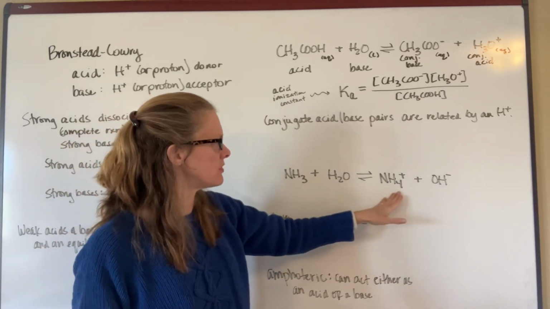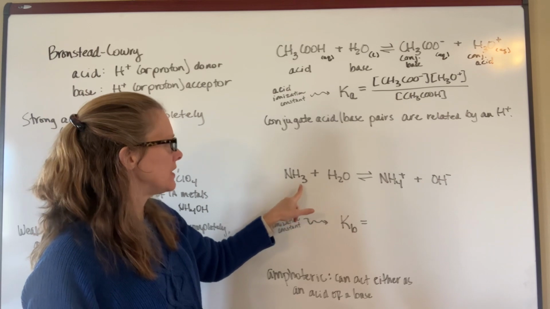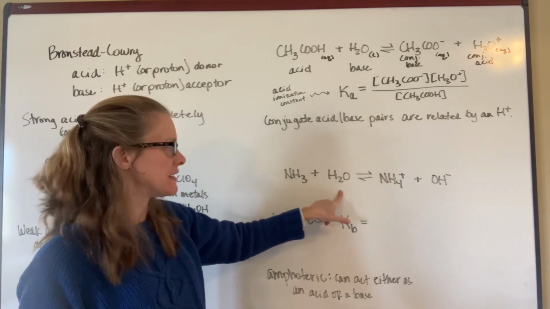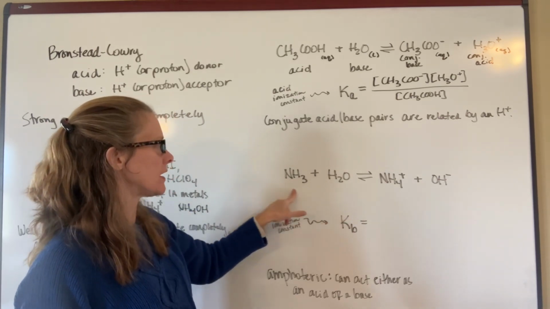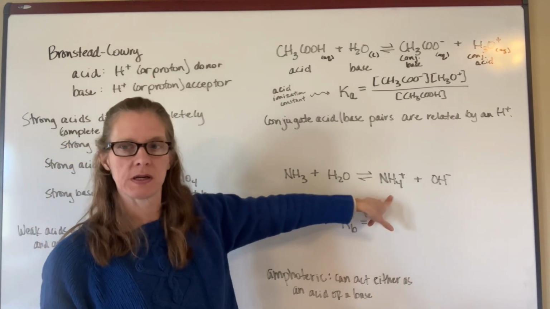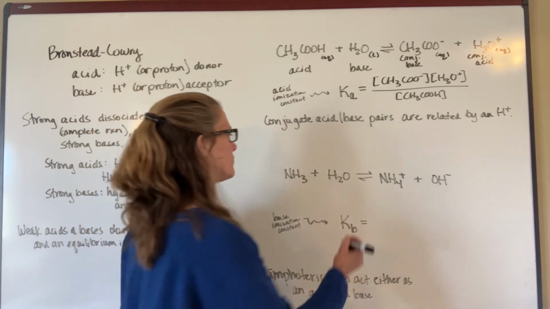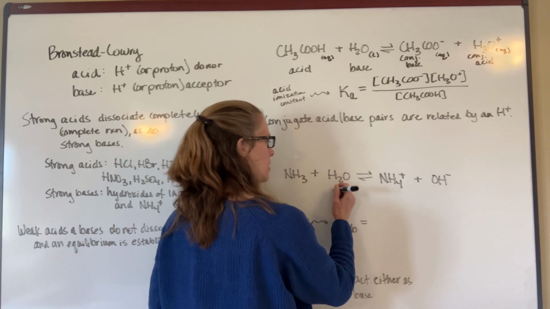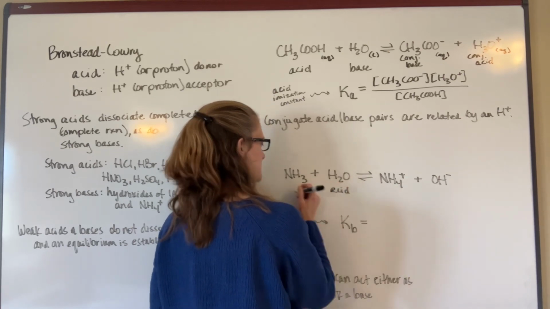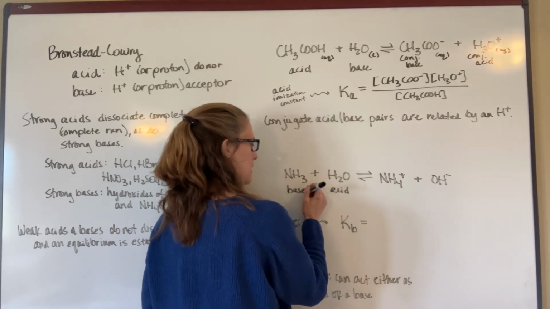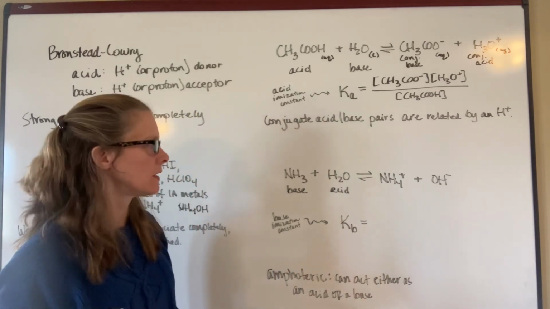So if I examine this equation, the water in this case is the one that's going to donate the hydrogen ion to the ammonia, because I end up with NH4 plus over here. So in this case, since this is the hydrogen ion donor, this is the acid, and this is the base, okay?